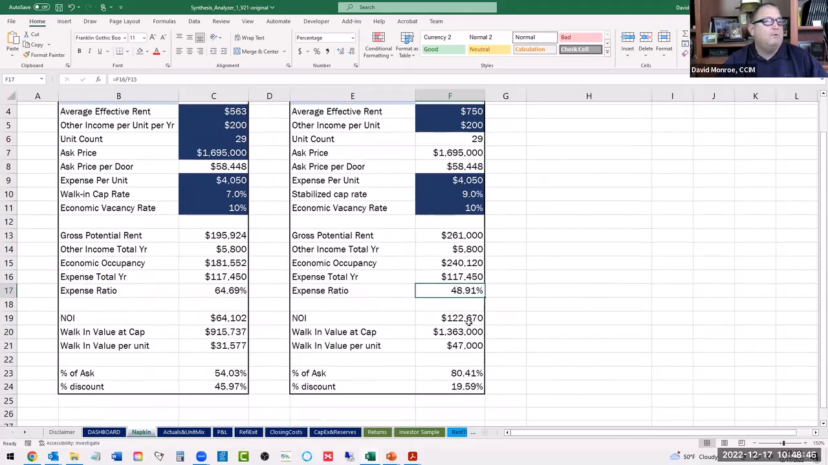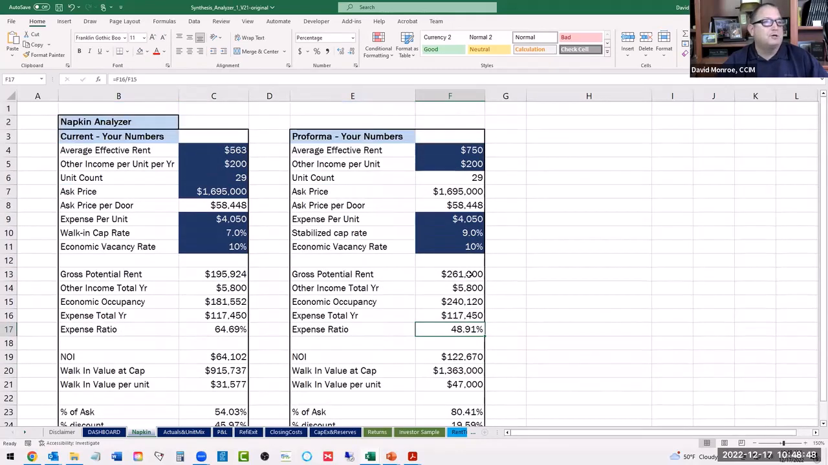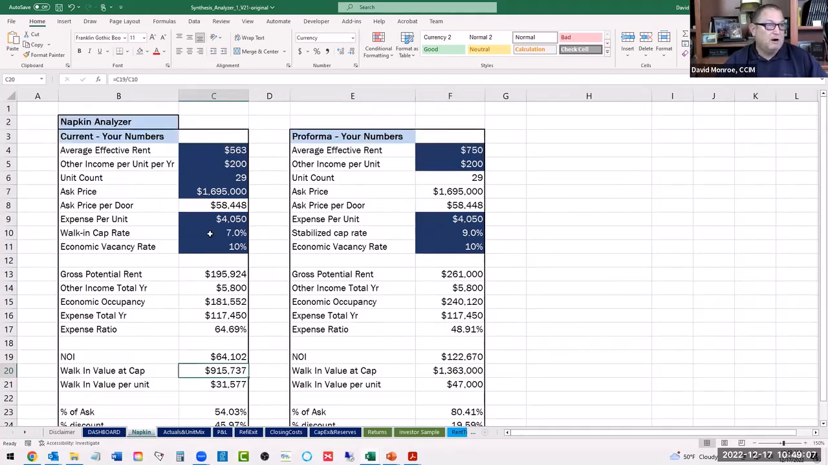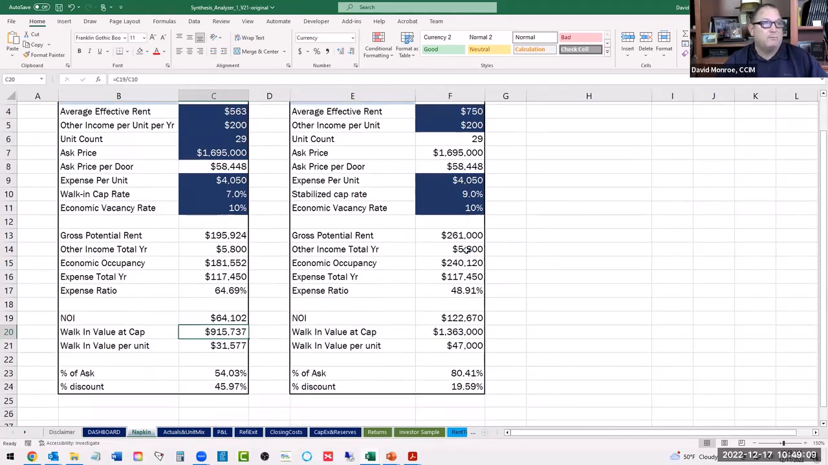But now, in order for me to purchase and get these numbers, if I'm buying on pro forma, if I'm buying to year 3 stabilized, to be competitive, I can only pay $1,363,000 for this asset. That's what this says. Okay. So obviously more than actuals, because actuals are a heck of a lot lower than your pro forma.